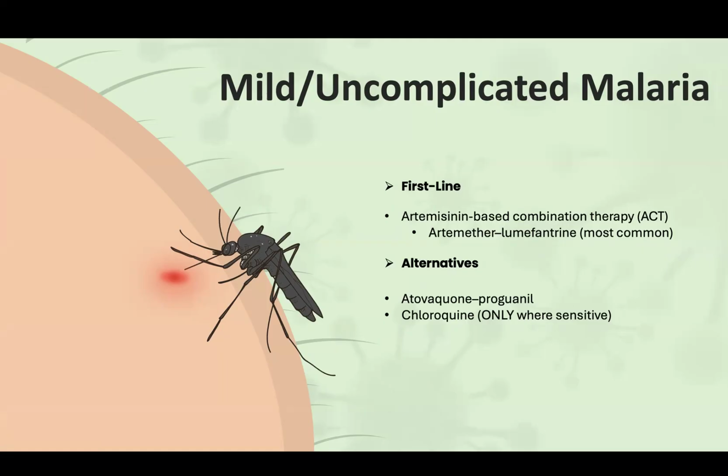Artemether-lumefantrine is the most widely used regimen worldwide. Alternatives include atovaquone-proguanil or quinine-based regimens when ACTs are unavailable. Combination therapy prevents resistance, and chloroquine is only used in limited regions. If you're uncertain of what species you're dealing with, then you just treat it like it's Plasmodium falciparum since it's the most common species.